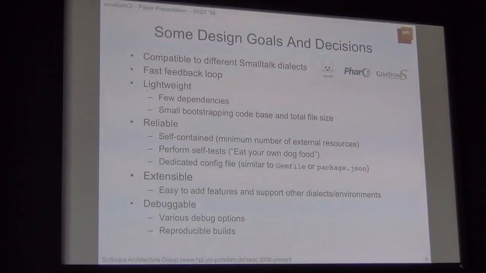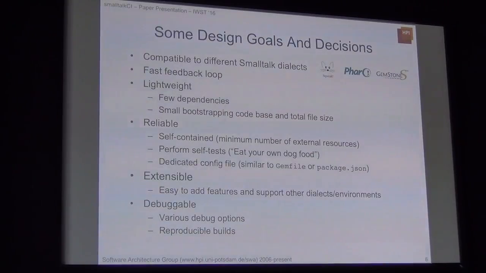Continuous integration only makes sense if it's reliable. So in order to make it reliable, we decided to have it self-contained. So all of its code is actually inside one repository. It doesn't have external resources, because other projects already depend on software that is hosted somewhere else. We didn't want Smalltalk CI to add to this problem. If one of the dependencies becomes unavailable, then your builds fail, and we didn't want Smalltalk CI to fail just because of that.